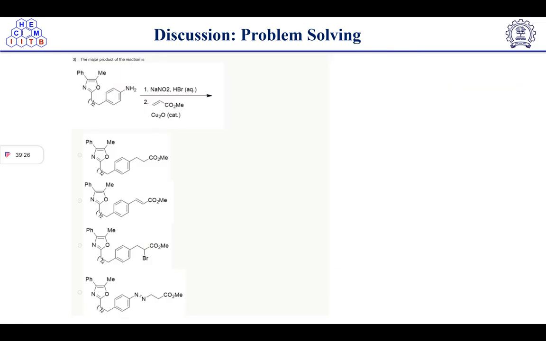Then let's move to the next question. The major product of the reaction is, again we have NaNO2 HBr. NaNO2 will form the diazo, so I will write directly diazo here.